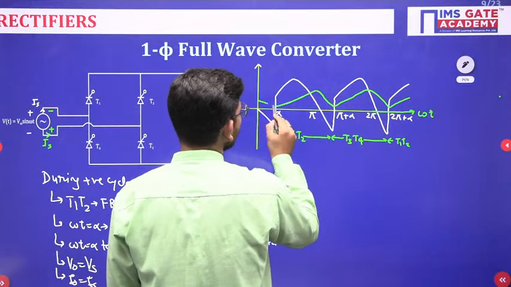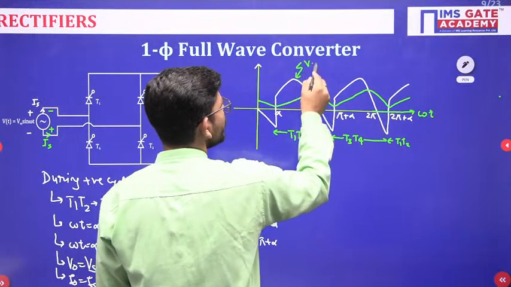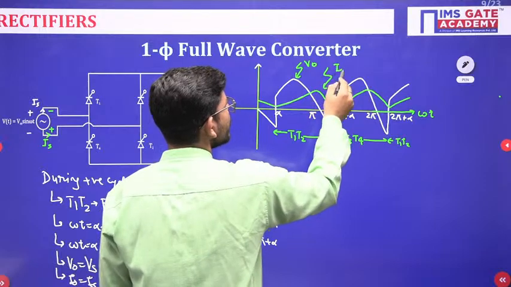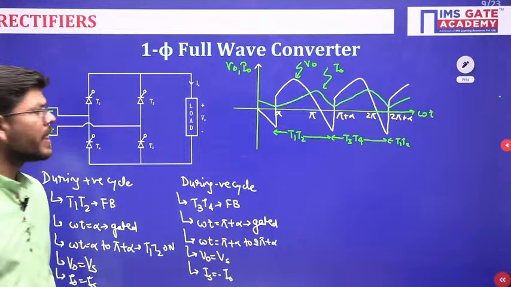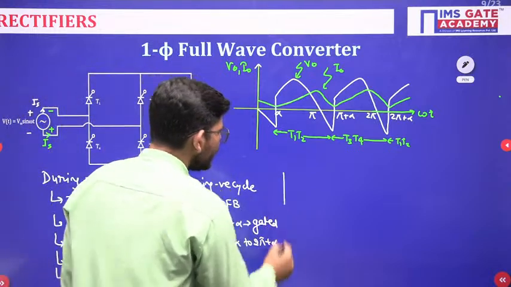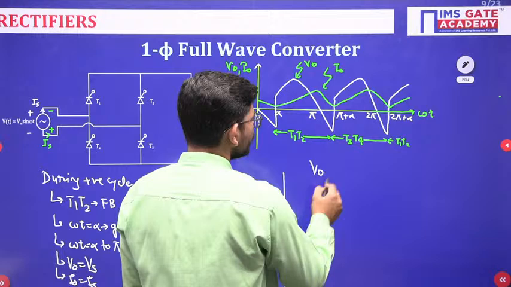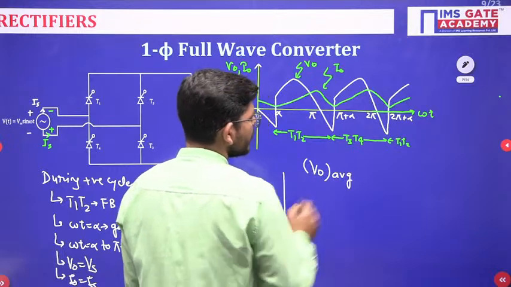Okay, so this is how your current will be varying. This is the output voltage waveform and this is the output current waveform. So the waveforms will be like this. Now if we want to calculate the average output voltage, what will it be?